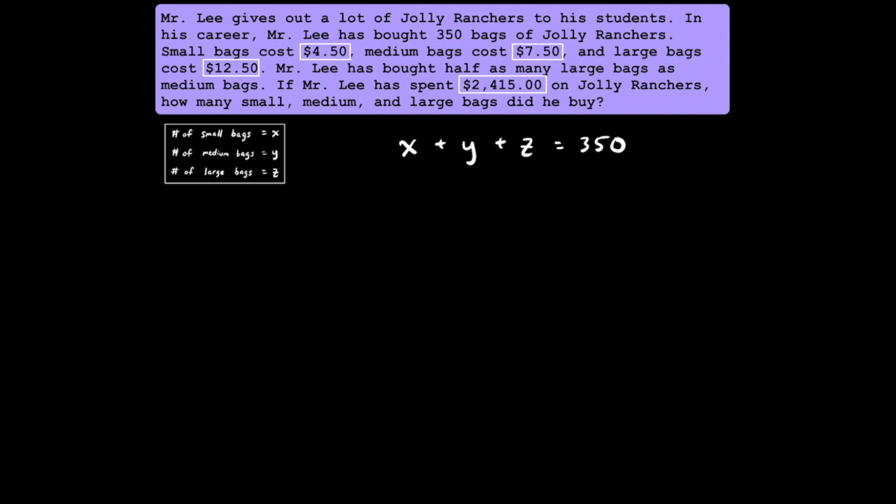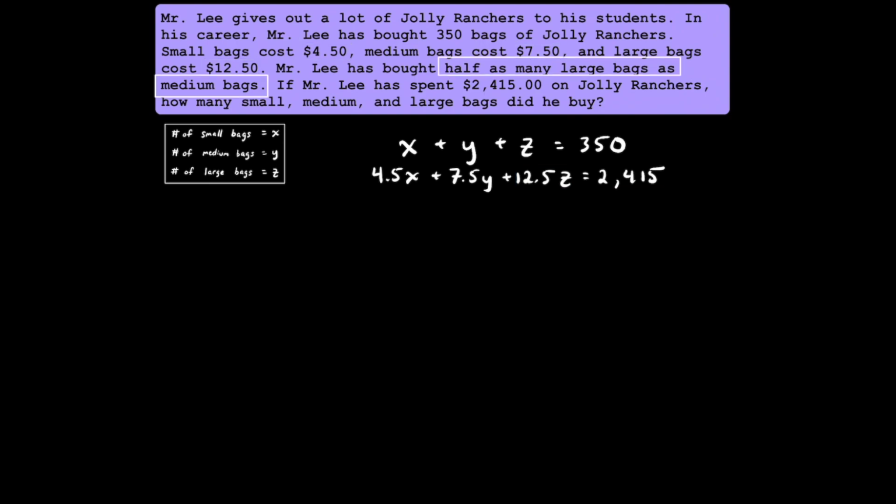Then we notice we have the cost of each size bag and the total cost of all the bags. To represent the cost of the bags, we can write 4.5x plus 7.5y plus 12.5z is equal to 2,415. 4.5x represents the total cost of all the small bags, 7.5y represents the total cost of the medium bags, 12.5z represents the total cost of the large bags, and 2,415 represents the total cost of all the bags.